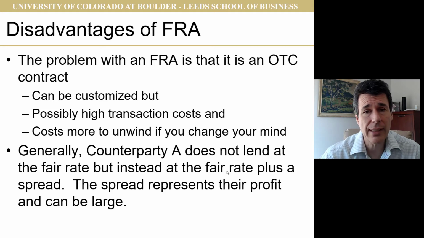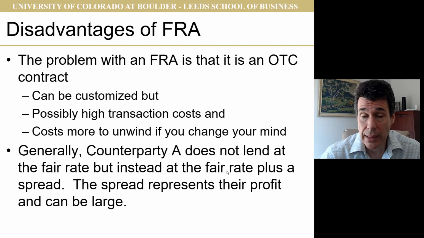Now we should talk a little bit about what it means for the cost to be too high. There's always a cost, right? Even if this was an immediate transaction, there will always be a spread. Counterparty A will never lend at the fair rate to counterparty B. But the FRA is an over-the-counter contract, so imagine the spread is 1%. So instead of 3.29, they lend at 4.29.